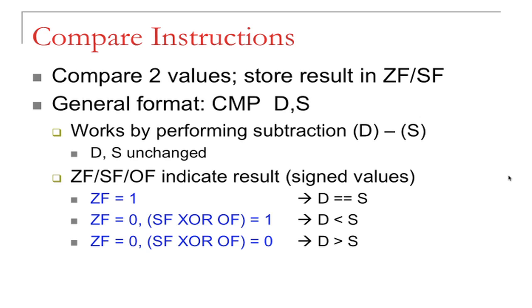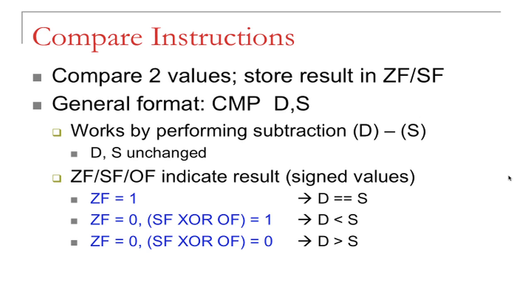The operation of this instruction is actually a subtraction, but without storing the difference of these two numbers. It will subtract source from the destination, so D minus S. Destination and source unchanged. So it's different from the actual subtraction instruction where you will change the destination operand. But compare instruction will not change source operand or destination operand. Instead, it will update zero flag and the sign flag, which will be used to indicate the result.